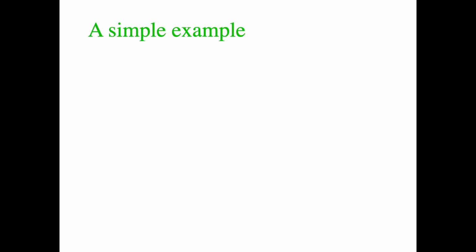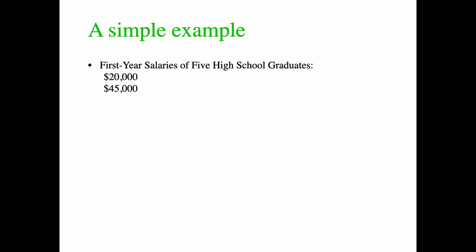So a real simple example of this. Let's just say we take 5 recent high school graduates who didn't go off to university, and we just measure what they made in their first year after they graduated from high school. So we have one person who made $20,000, another person who made $45,000, a third person made $50,000, another one made $75,000, and then our fifth one made $32,000. So we have these 5 first year salaries of high school graduates.